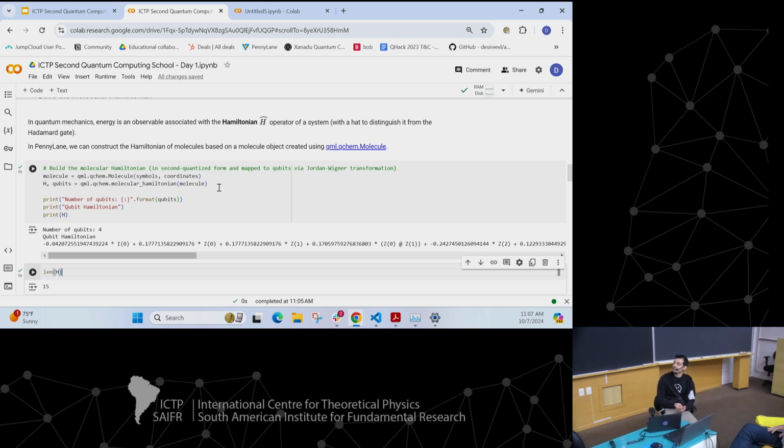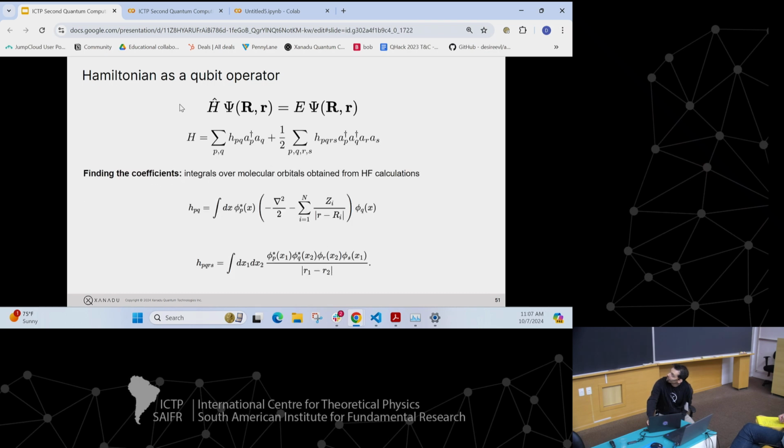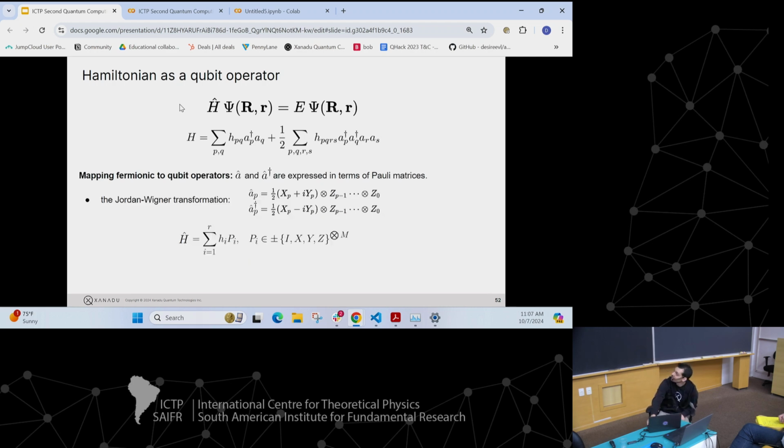Yeah, so it's calculating the Hartree-Fock state, calculating those integrals for the coefficients, and doing the Jordan-Wigner mapping. So you need the phi, so you also need the Hartree-Fock state, and doing this mapping. Because it knows the molecule that you have. That's why you need to give it information on the molecule and where the atoms are located.